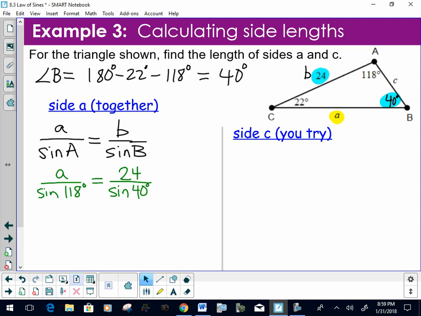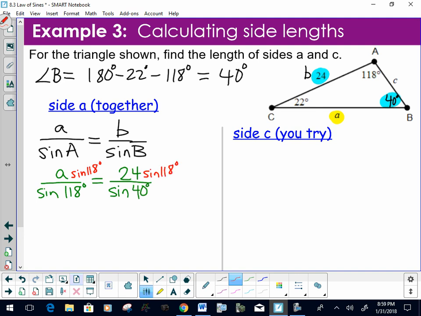There's really right now only one variable. All those other things are numbers. The sine of 118 is a number, 24 is a number. And I like to just work on the equation. Some teachers like to go into decimals at this point, but I like to just work my equation. I have A divided by the sine of 118, so if I want to have that A by itself and solve for A, I would multiply both sides of my equation by the sine of 118.